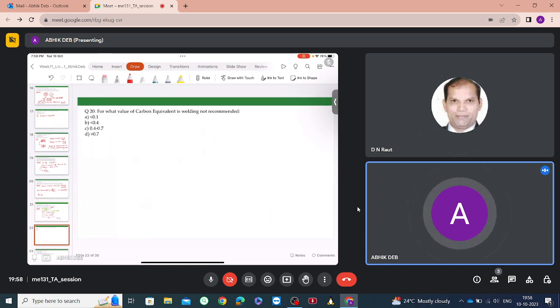Now coming to the next question. For what value of carbon equivalent is welding not recommended? So what is carbon equivalent?